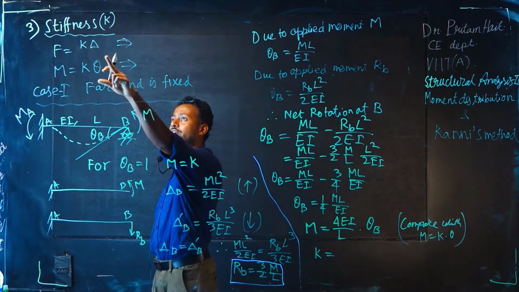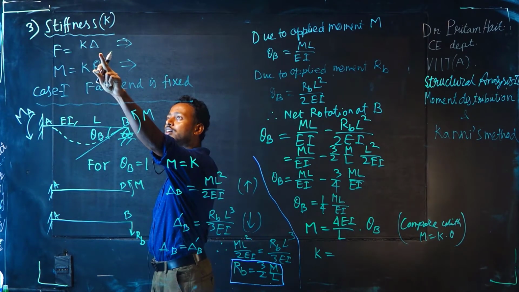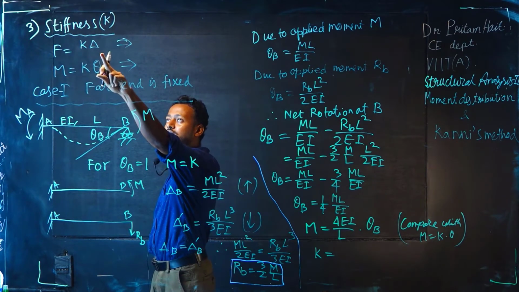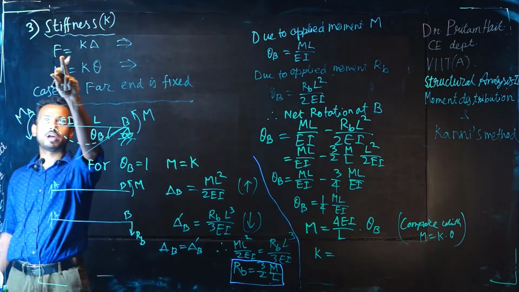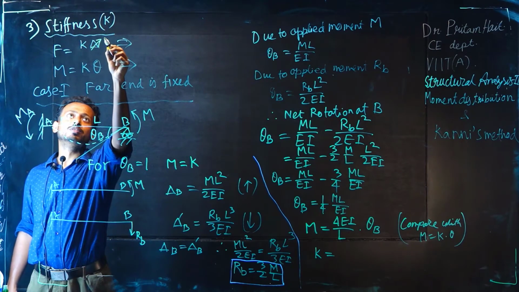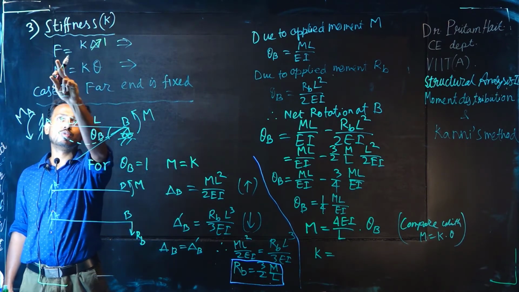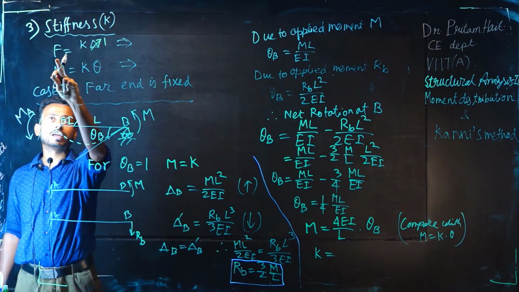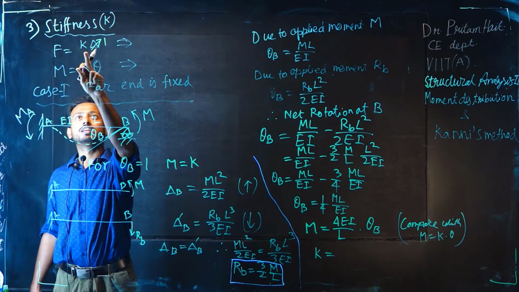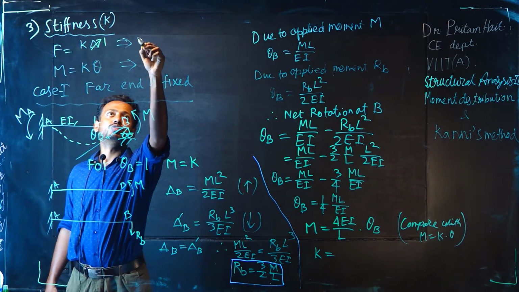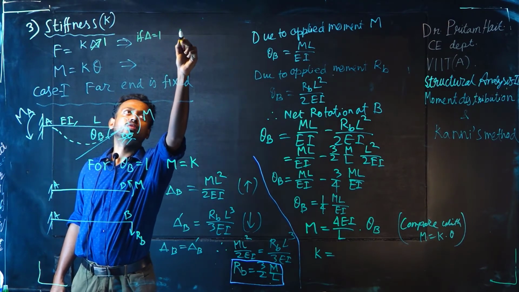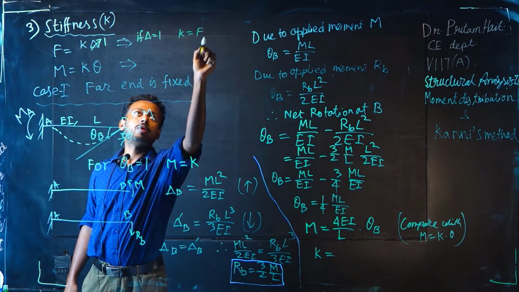In this expression you can see F equals K delta, where F is the applied force, K is the stiffness of the member and delta is the deformation due to the applied force. So if I say this is unit deformation, so what will be F? F equals K. So for unit deformation, stiffness equals applied force. If deformation is 1, the stiffness equals applied force.